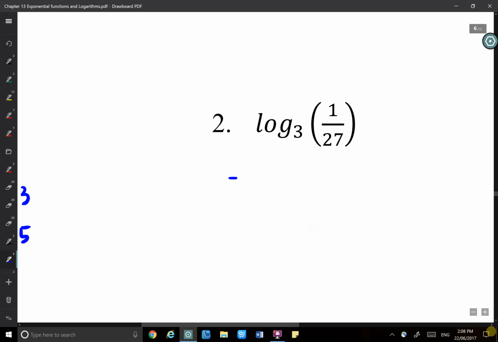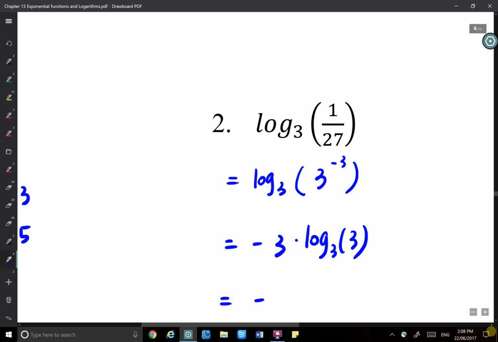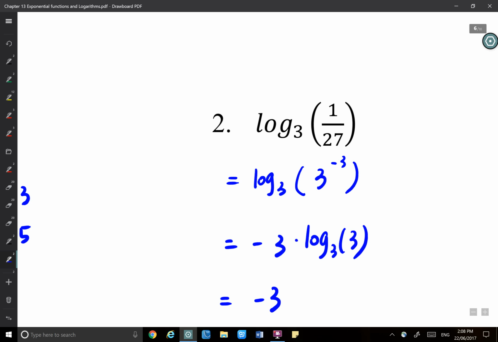Next one, log base 3 of 1 over 27. Well, that's 3 to the power of negative 3, and that is just negative 3 times log base 3 of 3, which is 1 again. That is negative 3.